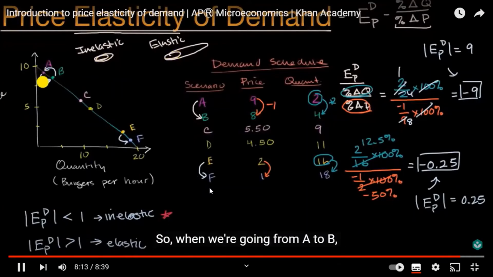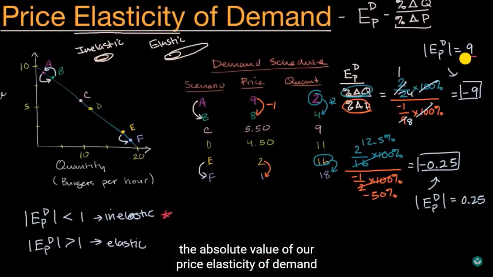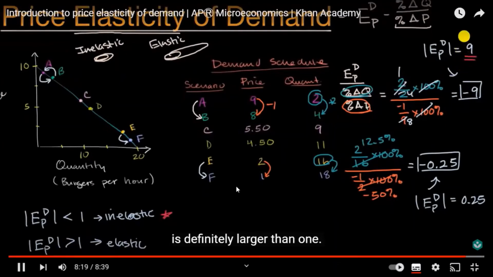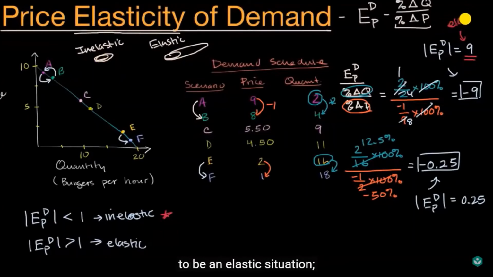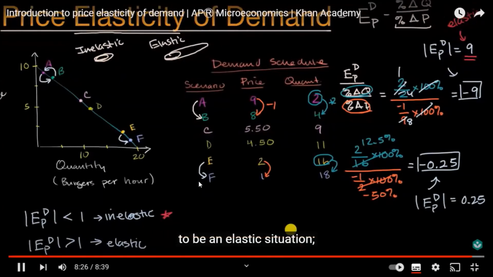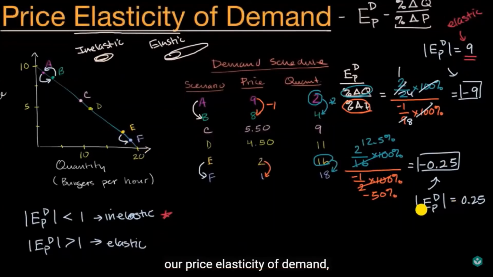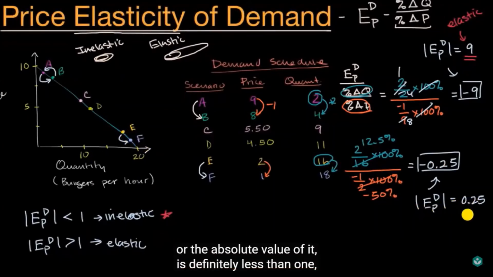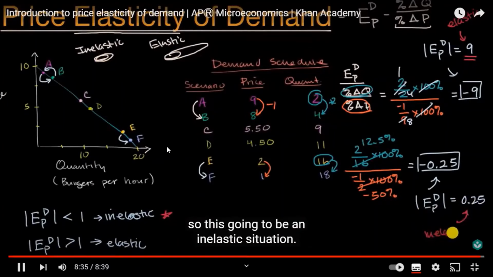So when we're going from A to B, the absolute value of our price elasticity of demand is definitely larger than 1. So economists would consider this to be an elastic situation. While when we go from point E to point F, the absolute value of our price elasticity of demand is definitely less than 1. So this is going to be an inelastic situation.